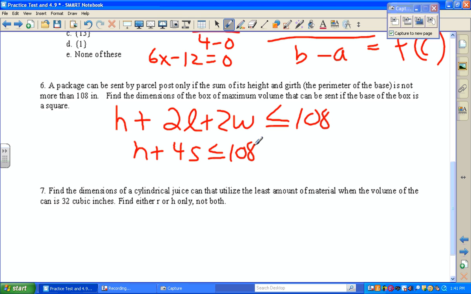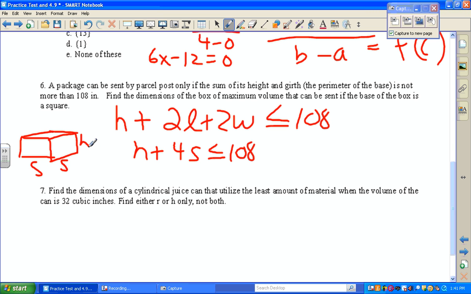A package can be sent by parcel post... Wait, it's not a square. I thought it says a square. It does. It's the very last line. Okay. Base of the box is H. All right. S, S, and H. Find the dimensions of the box of maximum volume.